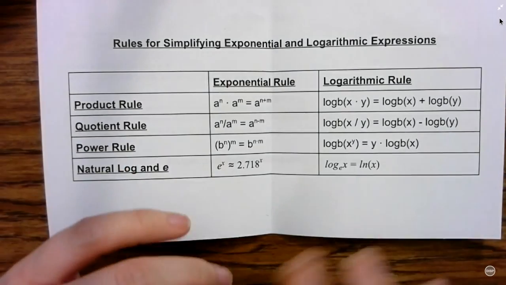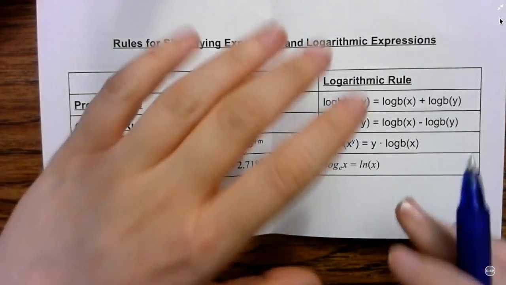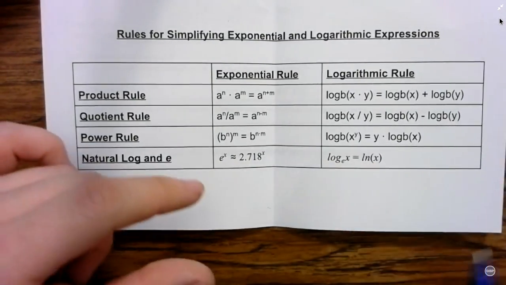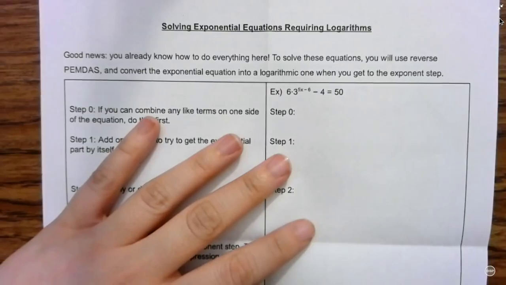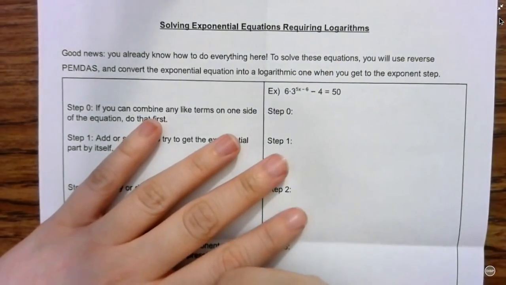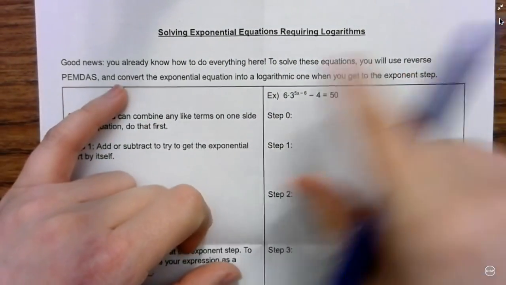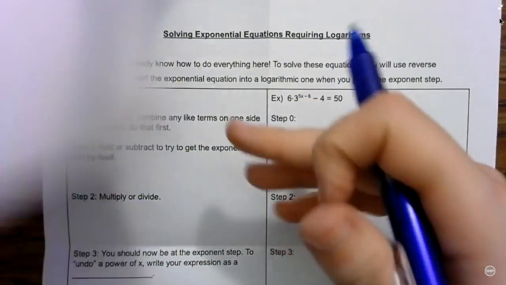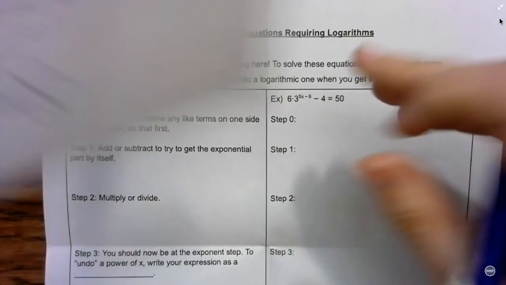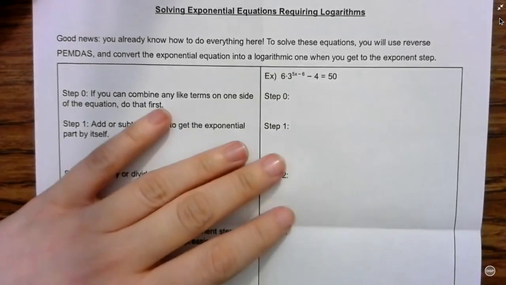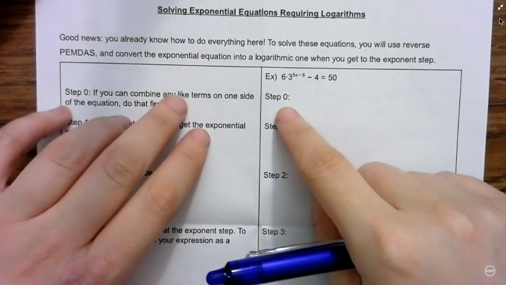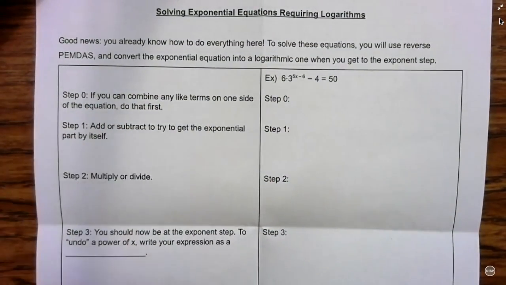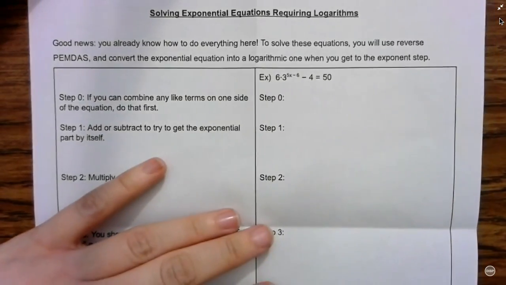You may need them in order to simplify some of your equations, but we'll get there. And then, of course, we've got a reminder of what is e, what is the natural log, etc. So I have some good news for you. You already know how to do everything on here. To solve these equations, you'll use reverse PEMDAS. And then once you get to the exponent step, you're just going to convert your exponent into a logarithm, just like so. So taking our example, step 0, if you can combine any like terms, go ahead and do that. In this case, we don't have any, but sometimes you will, so just something to look out for.